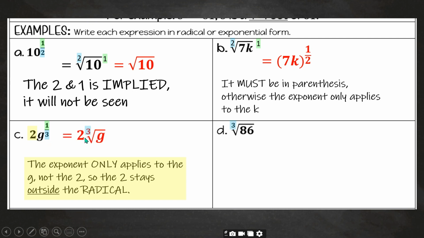So the correct way to rewrite this in radical form would be 2 cube roots, or 3rd roots, of g. That denominator became my index. And then finally, we have the 3rd root of 86. We could rewrite that as a rational exponent to be 86 to the 1/3 power.